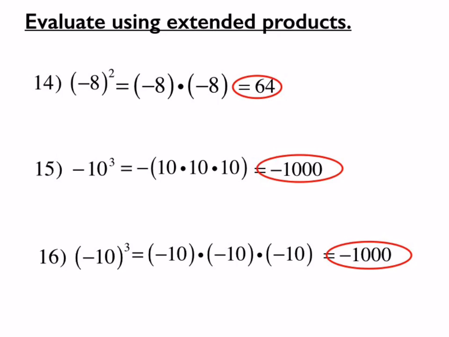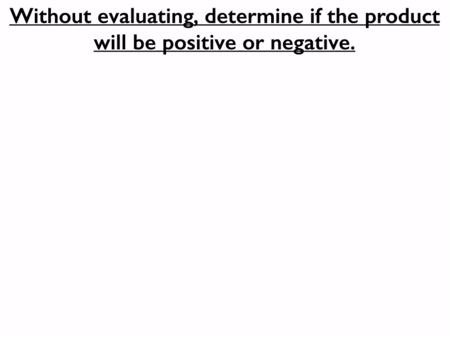In 17 through 24, you are not asked to evaluate. It says, without evaluating, determine if the product will be positive or negative. Let's do number 17 together. Will that be positive or negative? Negative. Negative. Good. All right, go ahead and quickly do the rest in that block.